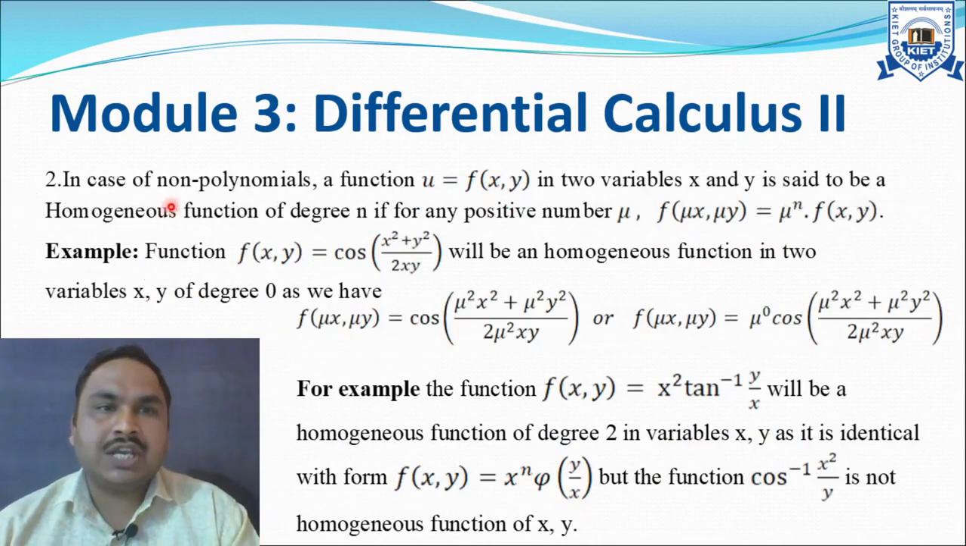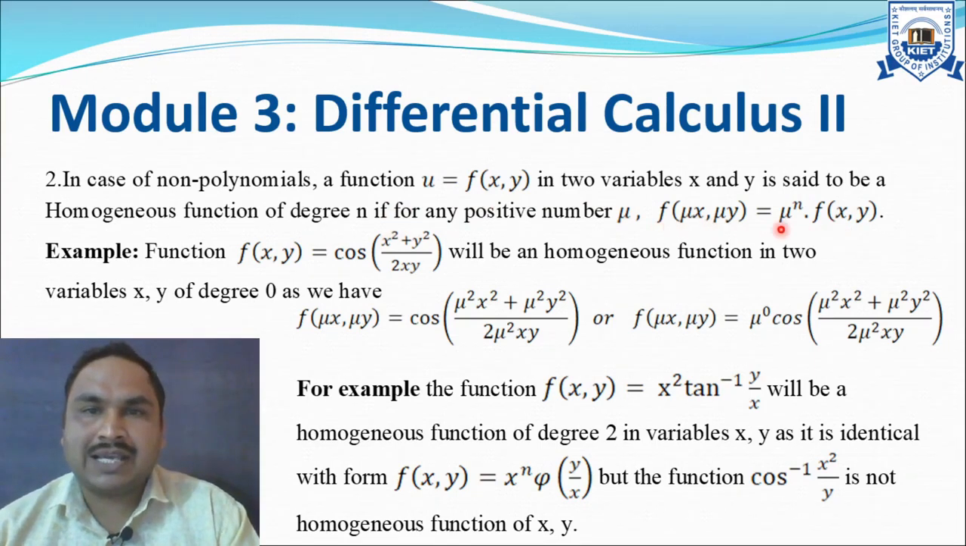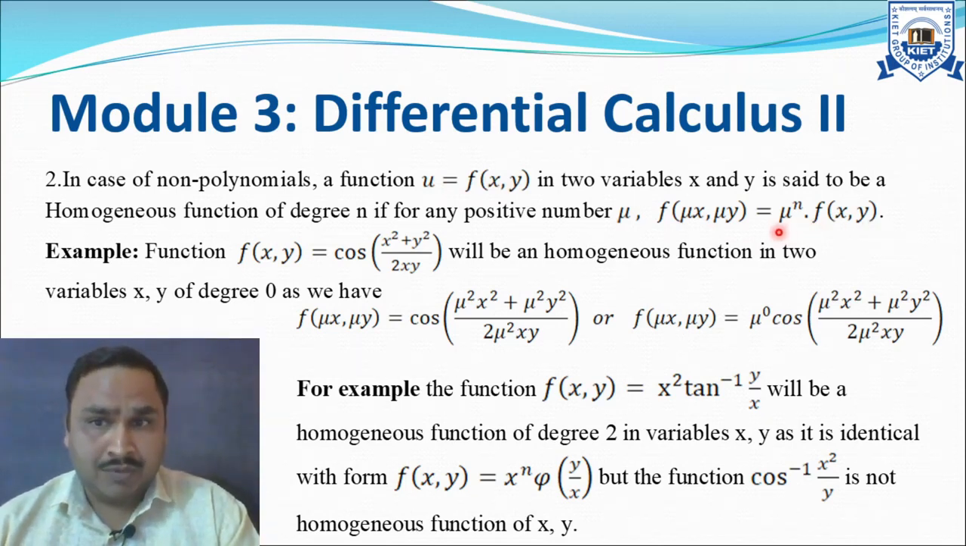Second point: in the case of non-polynomials, a function u = f(x,y) in two variables x, y is said to be a homogeneous function of degree n if for any positive number μ, f(μx, μy) = μ^n f(x,y). This means if we replace x by μx and y by μy, then the function must take the form μ^n f(x,y). That is, μ^n should be outside the function.